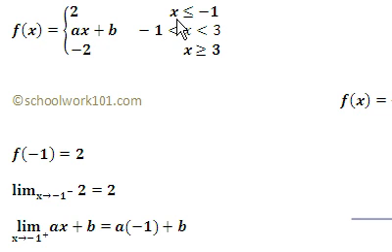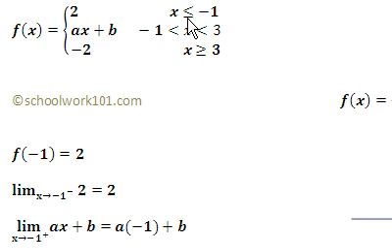f of x is equal to 2 where x is less than or equal to -1, and f of x is equal to ax plus b where x is greater than -1 and x is less than 3, and f of x is equal to -2 where x is greater than or equal to 3. So we want to find a and we want to find b that will make this everywhere continuous.